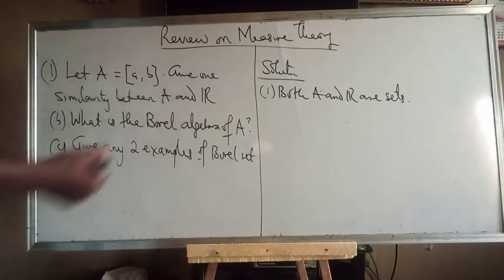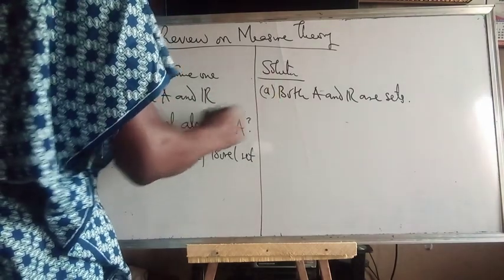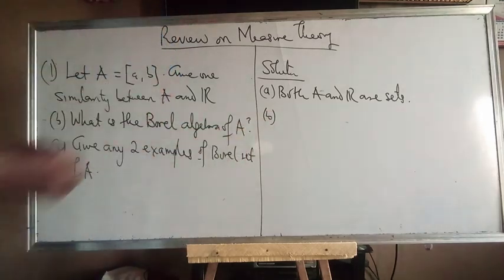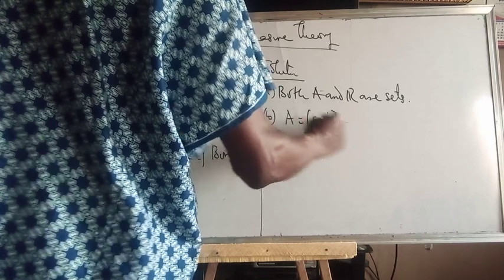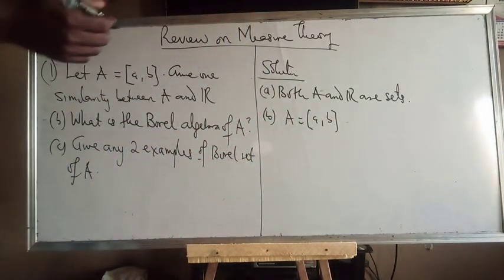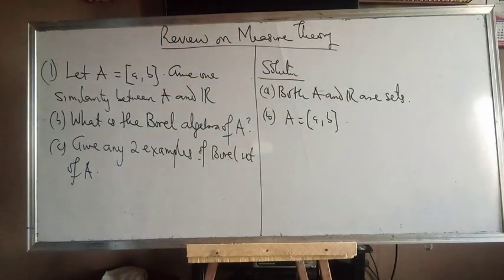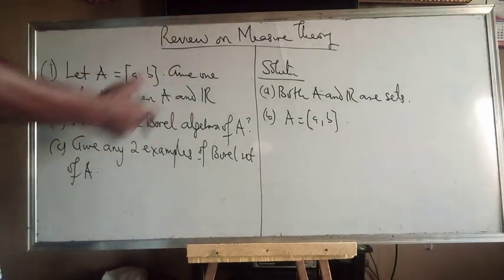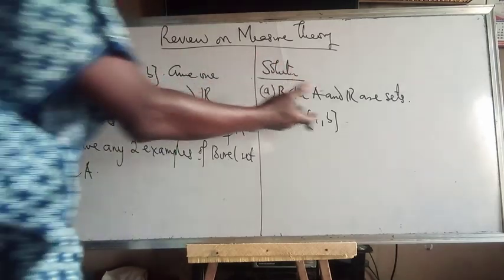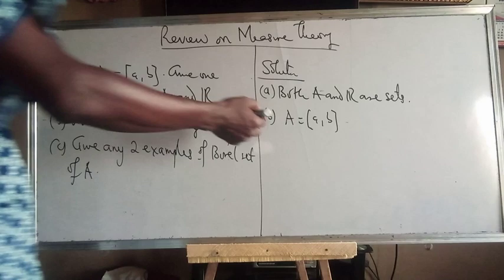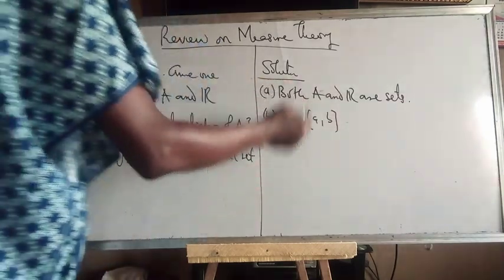Now, what is the Borel algebra of set A? A Borel algebra is an algebra generated by all open subsets of a set, or all closed subsets of a set. Now, the set itself is A equal to [a, b]. So the Borel algebra here is generated by open or closed sets. Definitely, the set that will generate is going to be the closed one. If it is going to be the complement of it, it will be open.